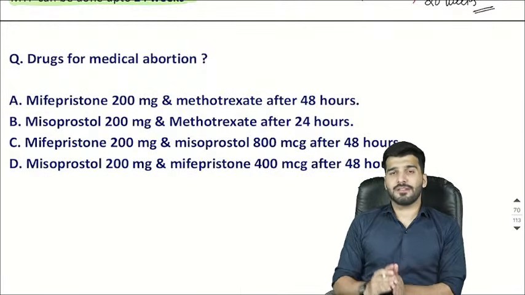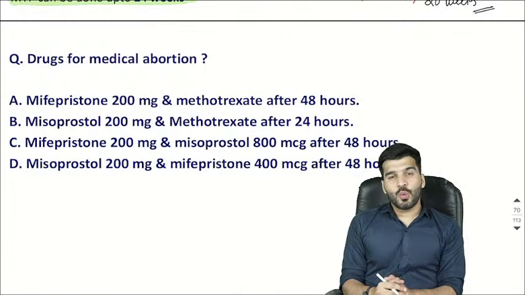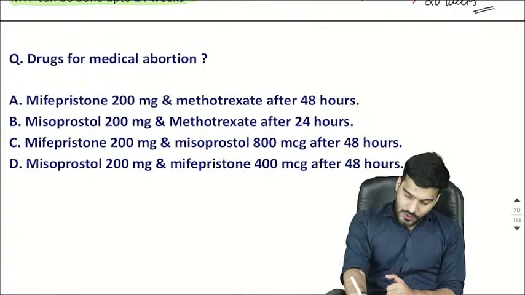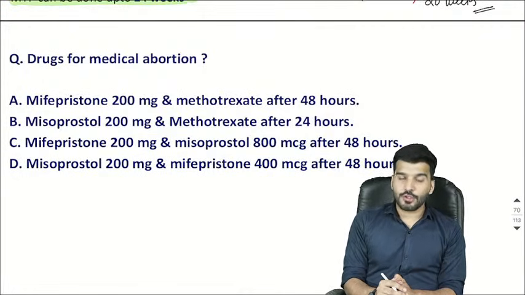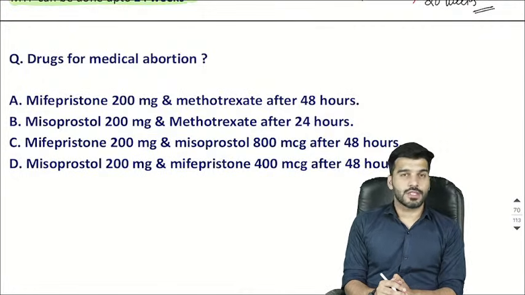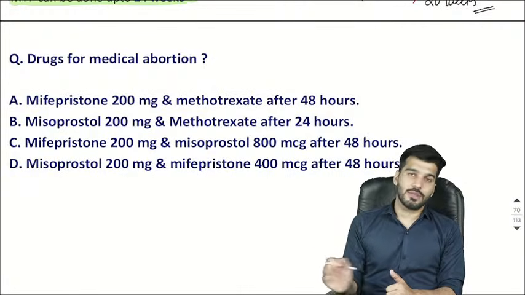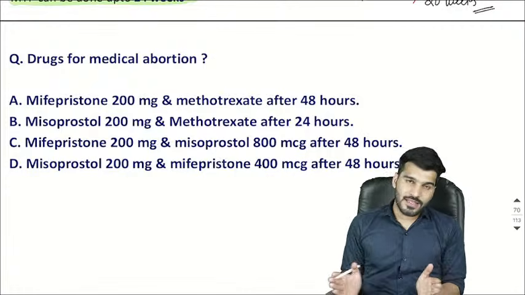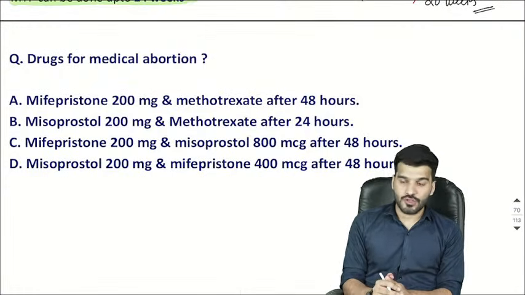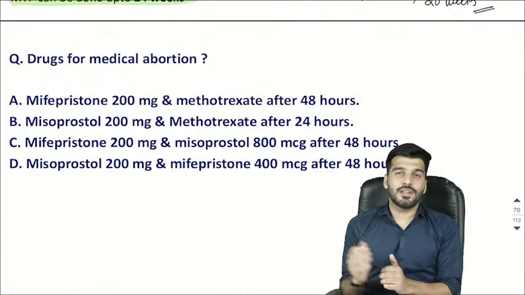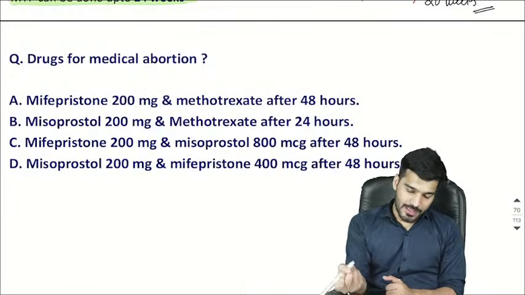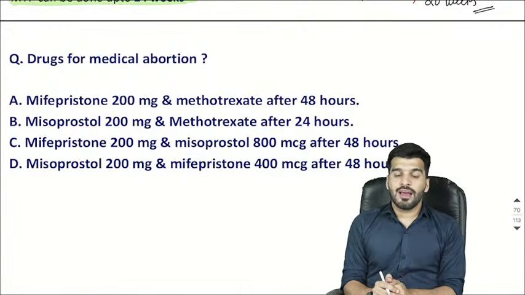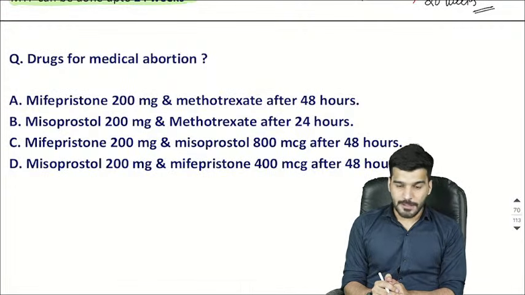Followed by that, after 12 weeks, you have to go with prostaglandins. Now the question has been asked: for medical abortion, as we know, we use two drugs, mifepristone and misoprostol. Mifepristone is an antiprogestin, which will kill the fetus, and misoprostol is a prostaglandin, which will expel the fetus out. Now the question has been asked, what exactly will be the correct dosage for mifepristone and misoprostol? What will be your answer?